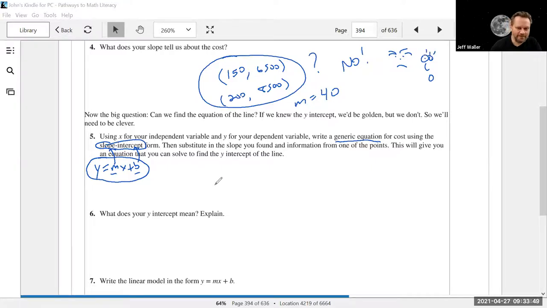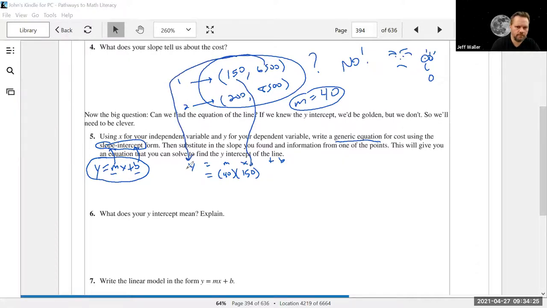All right, so now watch this. This is great. Pick a point. Somebody pick either point. One. Okay, so now watch this. What's x in that point? 150. So I'm going to put 150 in place of x. Let me put the equation above this. What's m? 40. What's y in the point that we picked? 6,500. And I don't know what b is, but can you solve for b now? Yes. Yeah, do it.